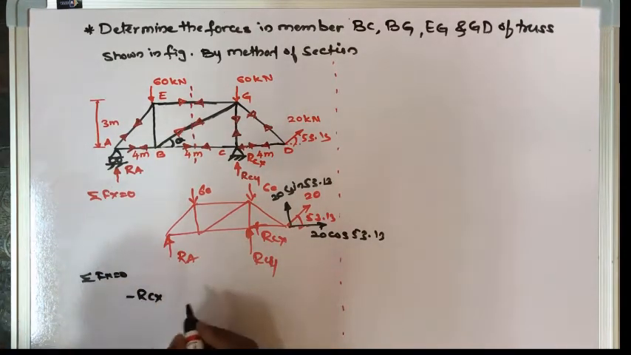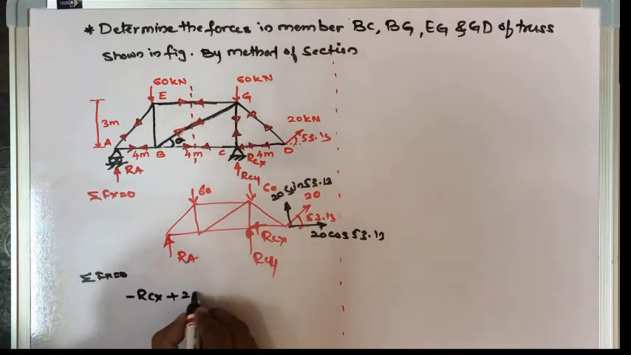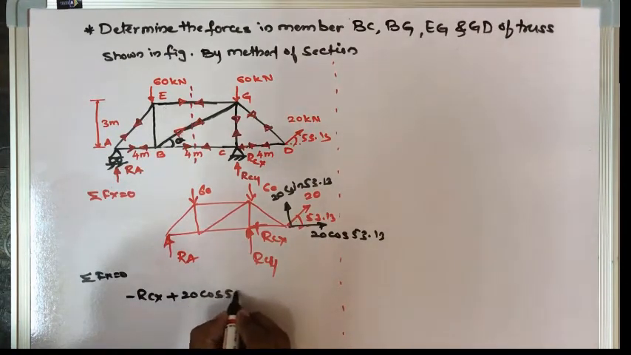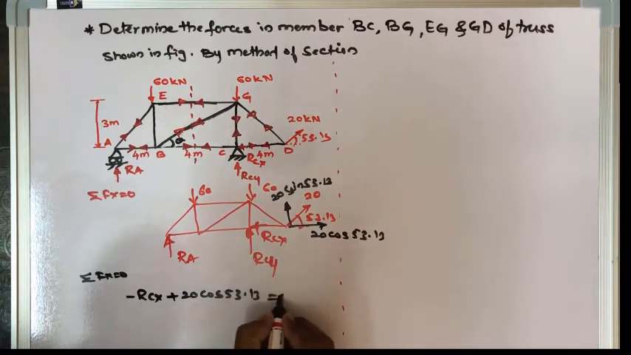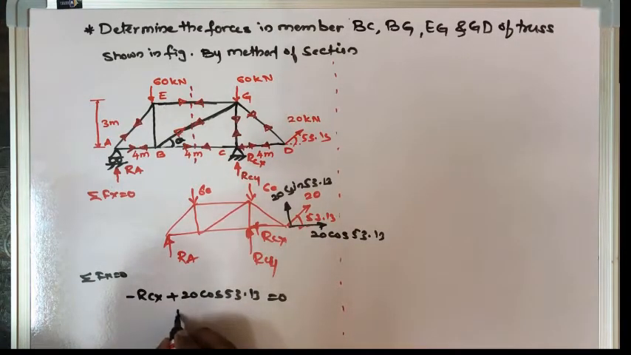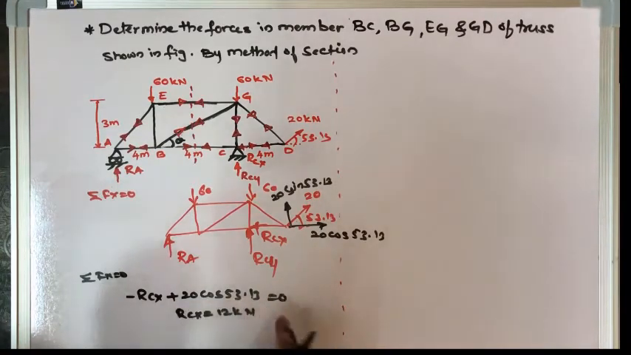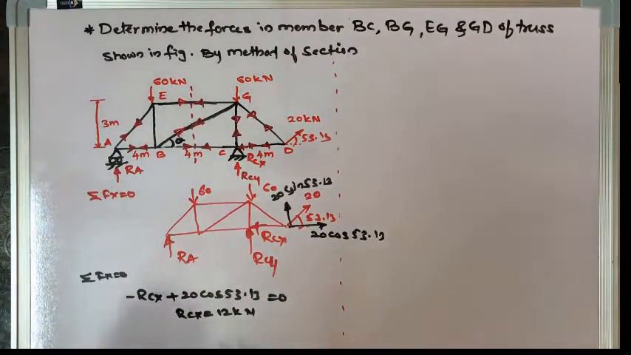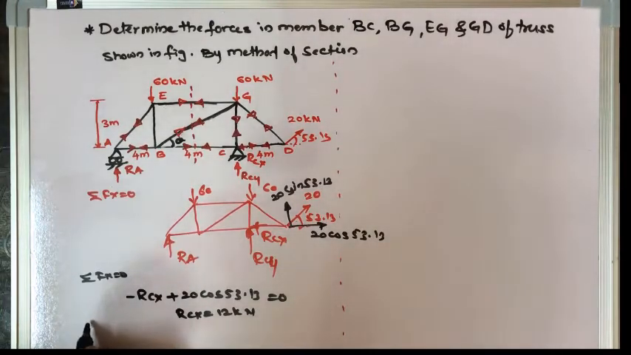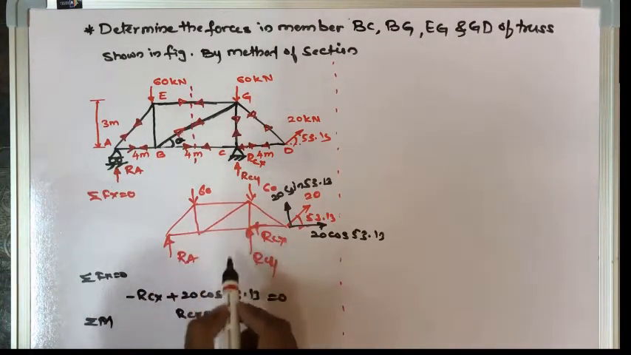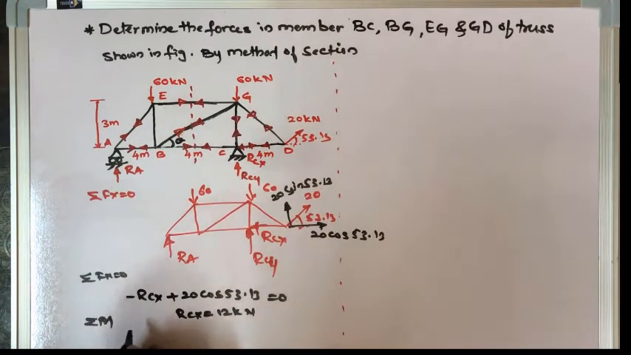So in the summation of Fx, we'll get two forces, which is RCX moving left side, so minus RCX, then plus 20 cos of 53.13, which is equal to 0. So RCX will be equal to 12 kilonewton. 20 cos 53.13 will get 12 kilonewton. So we got one value.